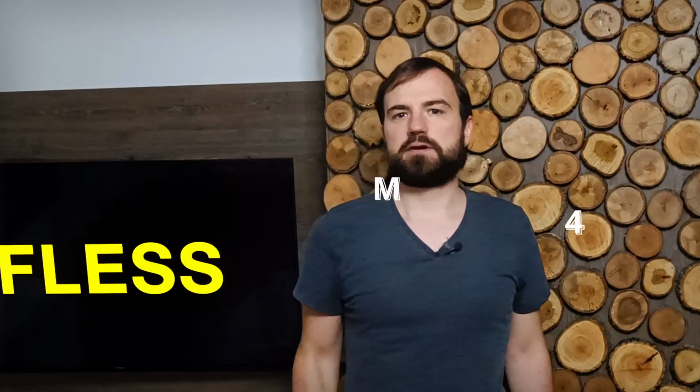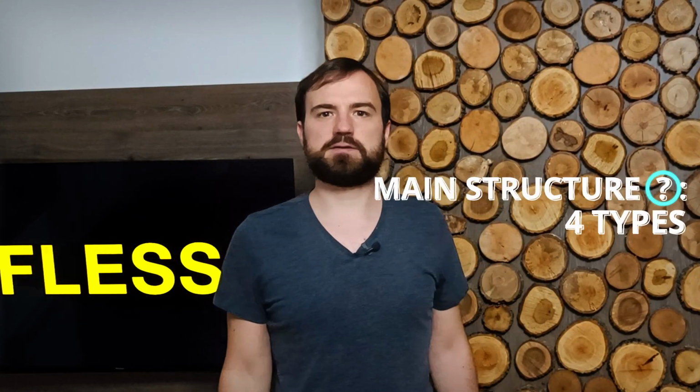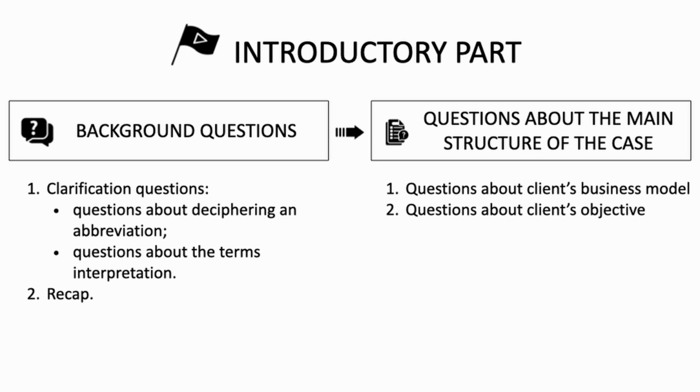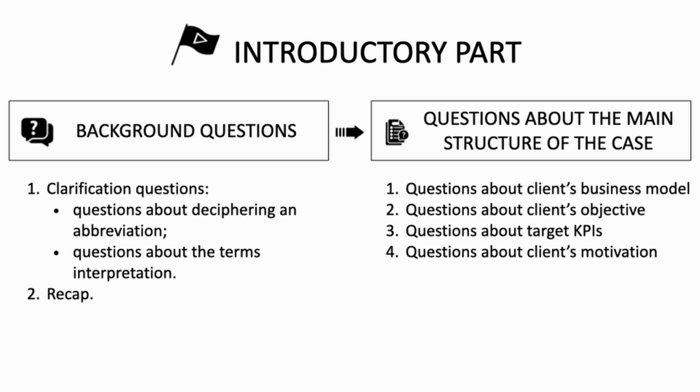Now that we finished with background questions, let's talk about the main structure questions. There are four types of questions about the main structure, the first three of which are mandatory. First, questions about client's business model. Second, questions about client's objective. Third, questions about target KPIs. Fourth, questions about client's motivation.